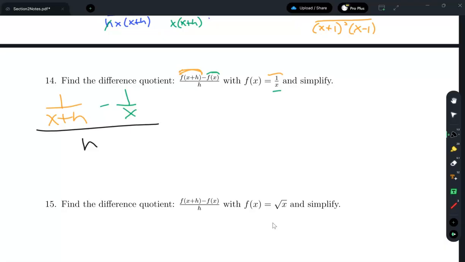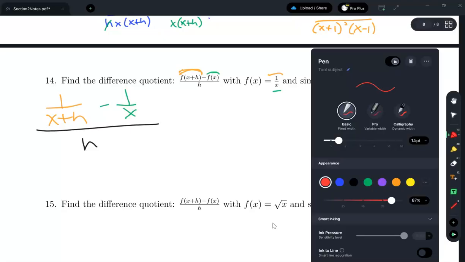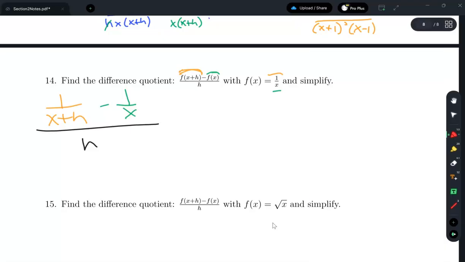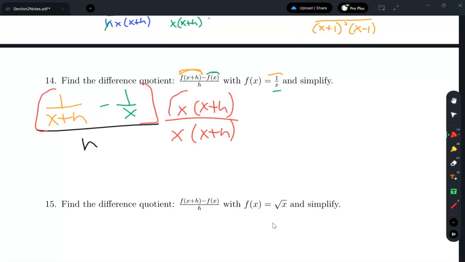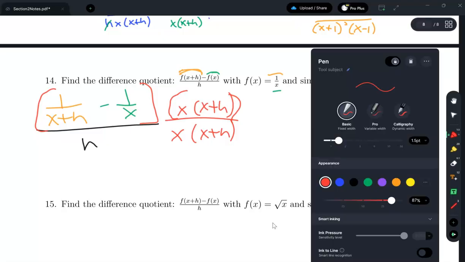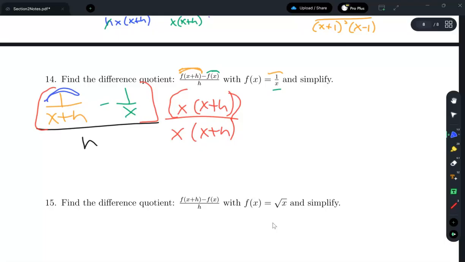Oh, wait a minute. I've got fractions, a complex fraction, so I want to multiply numerator and denominator by the least common denominator, which we just did, is x times x plus h. So let's be careful in distributing. If I'm going to be taking 1 over x plus h times all of this, the x plus h's cancel, so I'm left with an x.